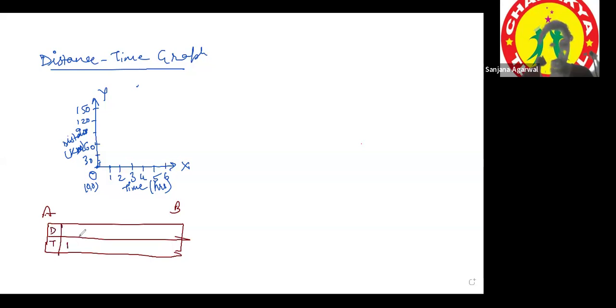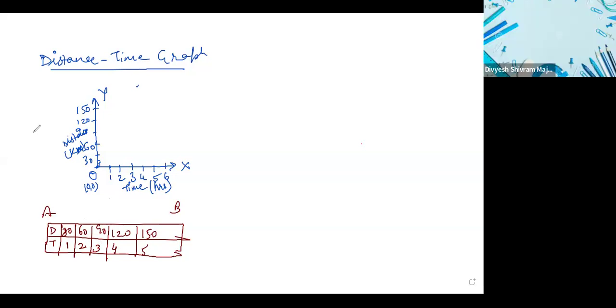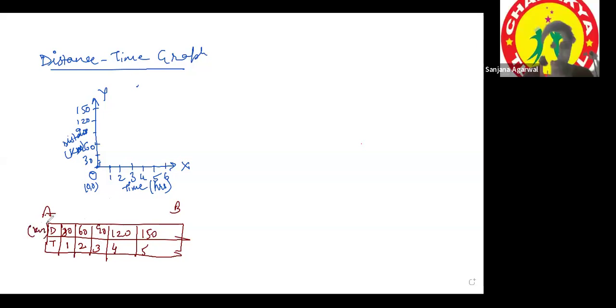In the first hour, he covered 30 kilometers of distance. After completion of 2 hours, he covered 60. After 3, he covered 90. After 4, 120. And after 5, 150. Can you plot these values on the graph? Yes, ma'am. Like, do we draw a straight line? Yeah, please use the scale for the same.